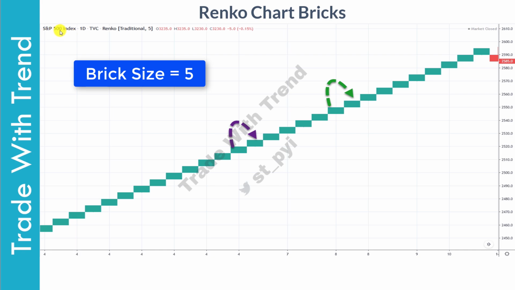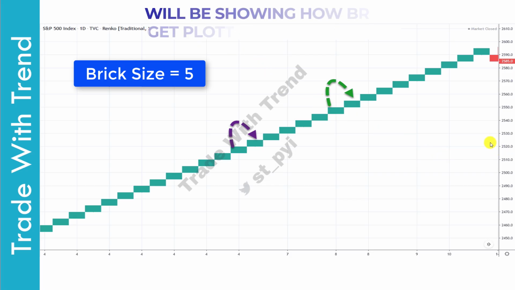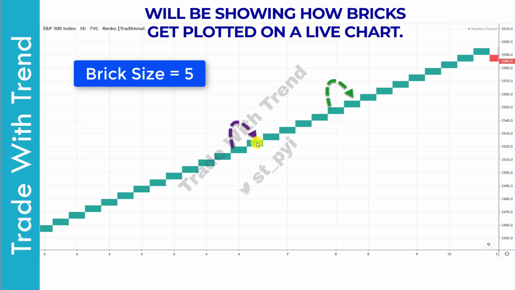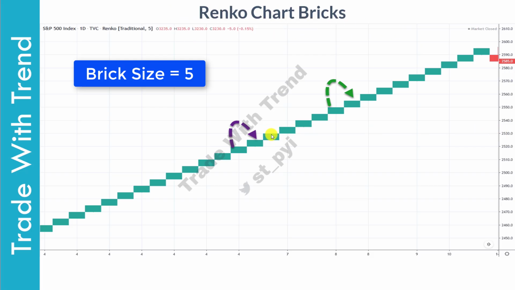So let me quickly explain how this chart is plotted. I have the S&P 500 index on a daily time frame chart, and I am using the traditional way of plotting Renko charts, and the box size, that is the brick size, is 5 points. So when price moves from 25.20 to 25.25, you get a brick being plotted. Again, when price moves from 25.25 to 25.30, you see one more brick being plotted.